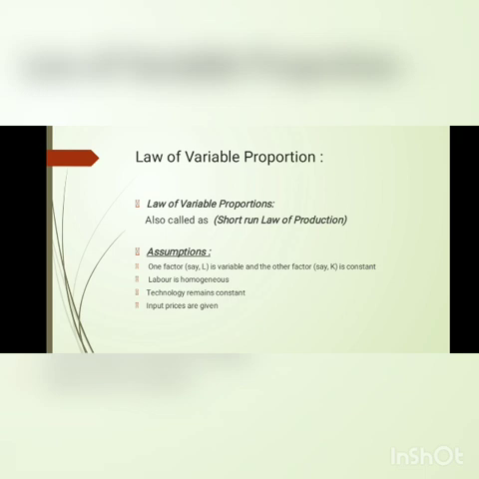Now let us discuss the law of variable proportion, which is also known as the short-run law of production. Law of variable proportion is a type of short-run production and thus is also included in production function. While if we talk about long run, then the law of returns to scale applies. For the law of variable proportion, certain assumptions are taken, which are as follows. Number 1, one factor, say L, is variable and another factor, say K, is constant, or vice versa. Number 2, labor is homogeneous. Number 3, technology remains constant. And number 4, input prices are given.